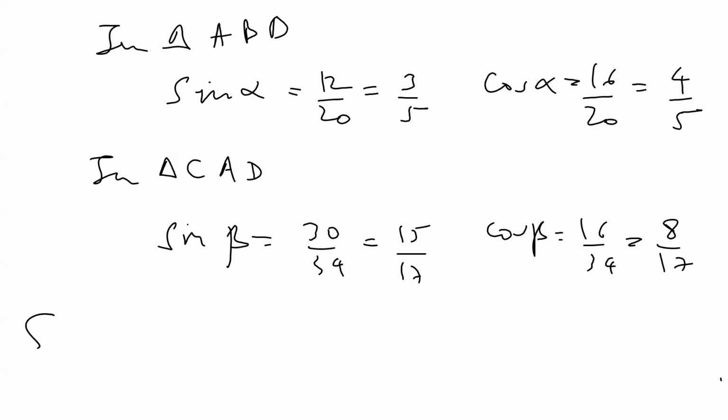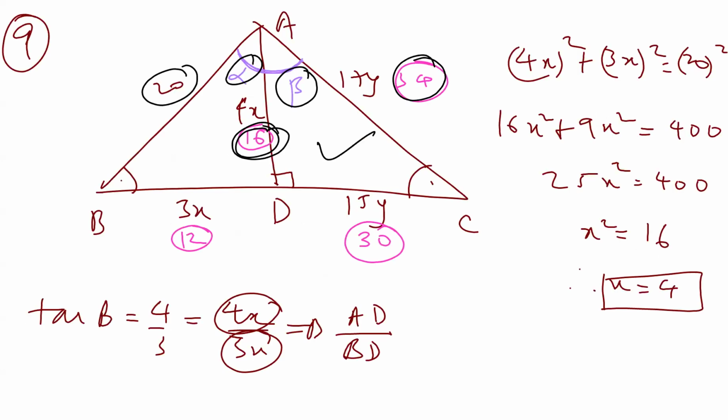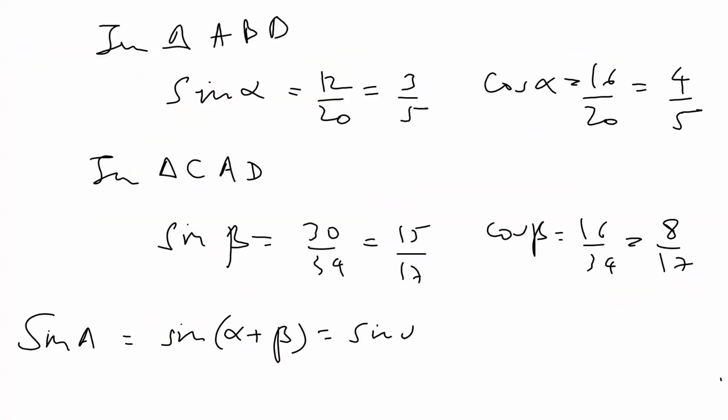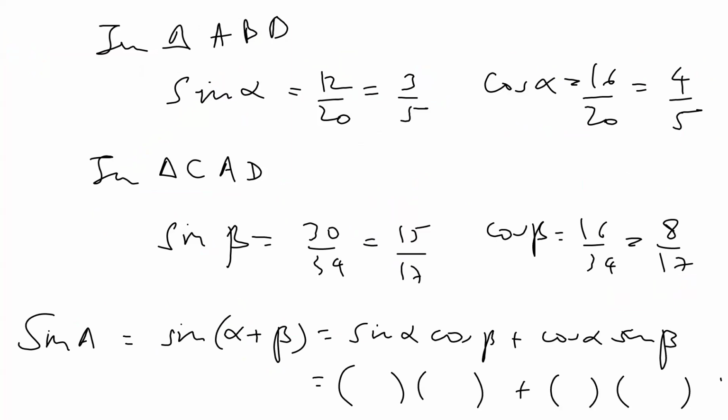Now sine A: A is the addition of two angles, alpha plus beta, because when I say A, it is the entire angle BAC. So BAC is equal to alpha plus beta. Now you apply the compound angle formula over here: sin alpha cos beta plus cos alpha sin beta. You may put the values and get the answer.